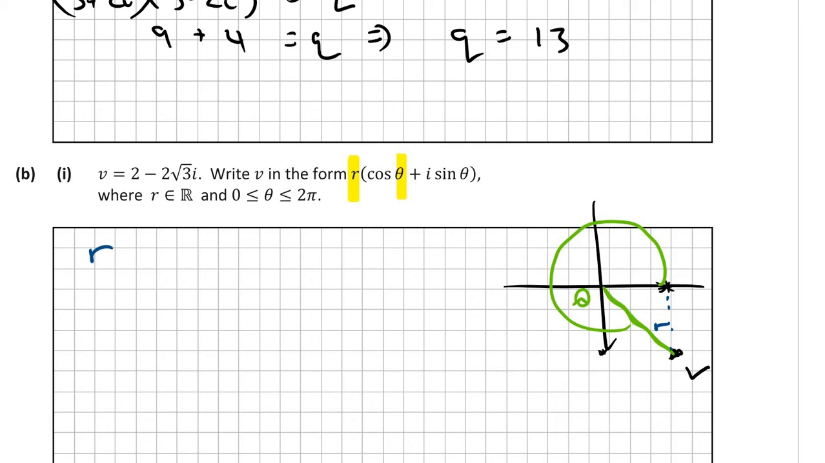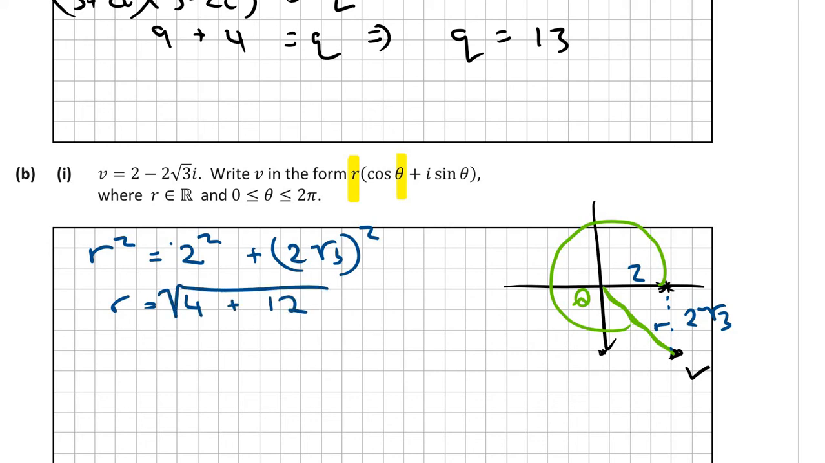Now, we can work out r, if it's that green line there, using Pythagoras. r squared is equal to 2 squared plus 2 root 3 squared, because that's 2, and that's a distance of 2 root 3. So r is equal to the square root of 4 plus 12. That gives me an answer of r is equal to root 16. Okay, so I've worked out r.